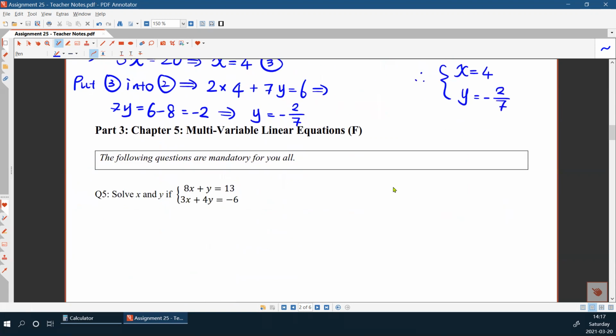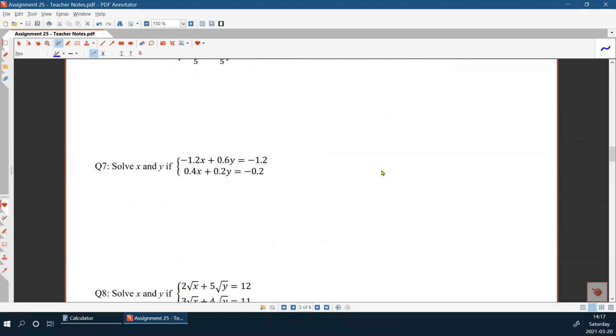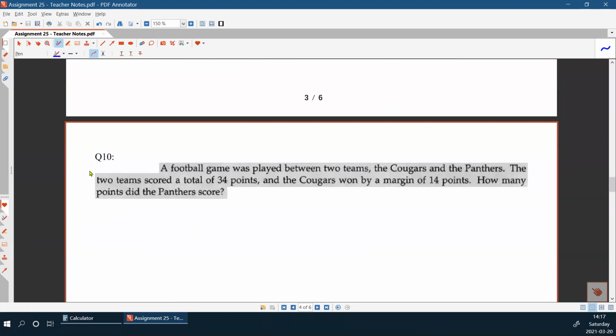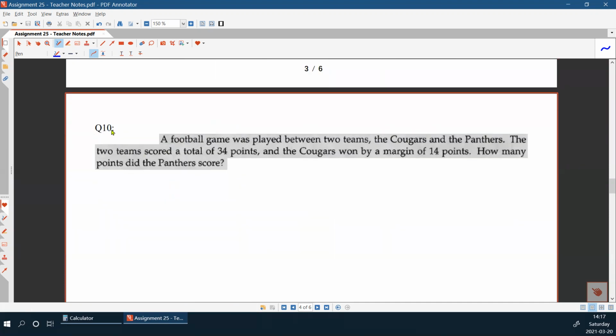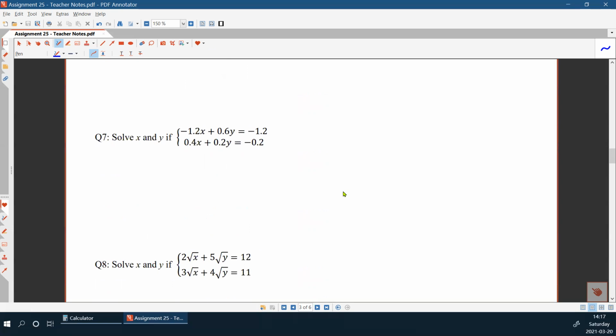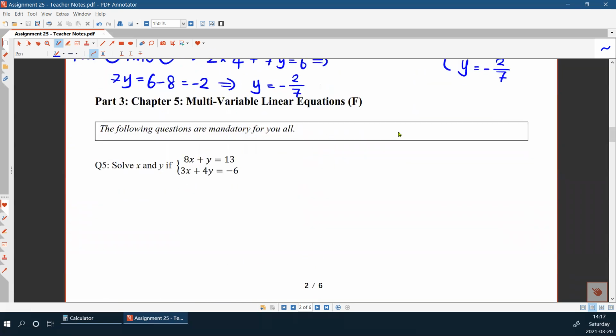And the following questions are a little complex. And from question 10 onwards, they are actually real-world problems. You need to model the problem into mathematical formulas based on the English statement. So let's start from question 5.